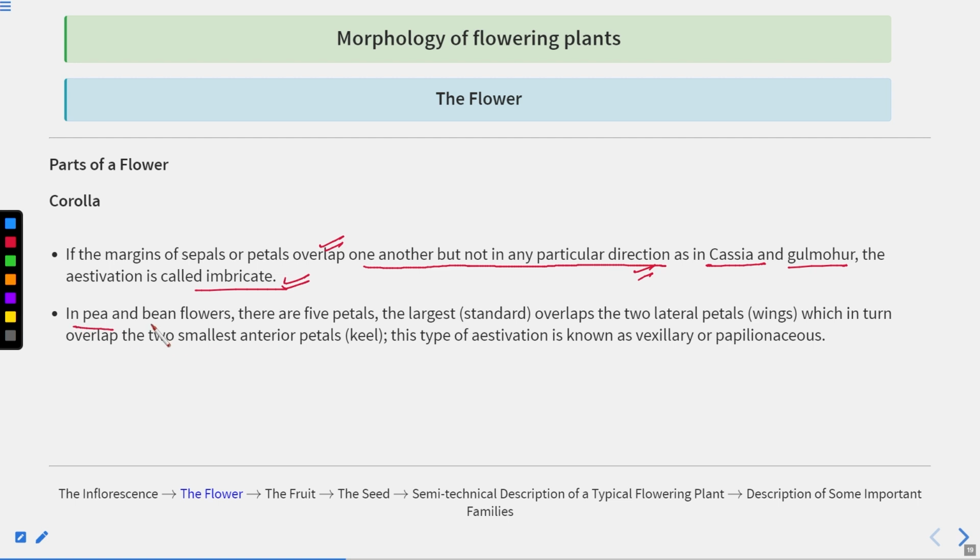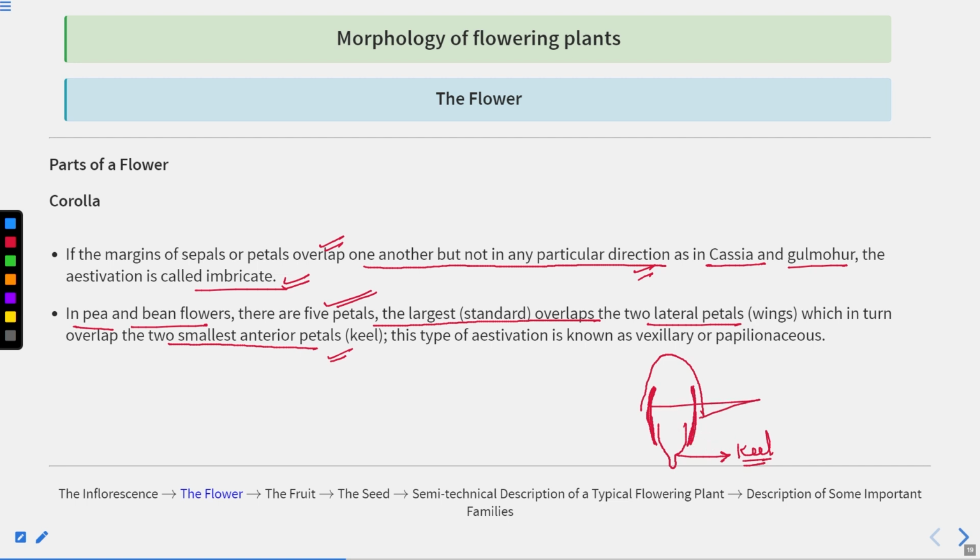In the case of pea and bean flowers, there are five petals. The largest, called the standard, overlaps the two lateral petals, called wings, which in turn overlap the two smallest anterior petals, called the keel. So this is the keel. These two smallest petals are joined together, forming the keel. And these two are not joined together, but are present like this.